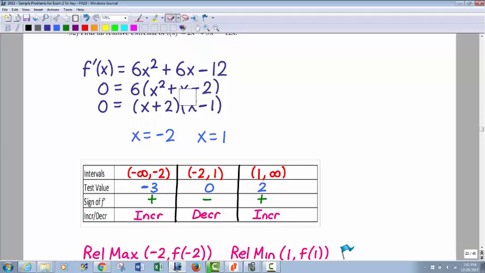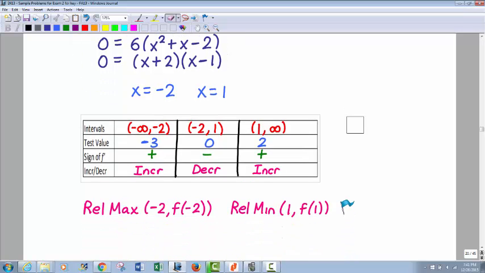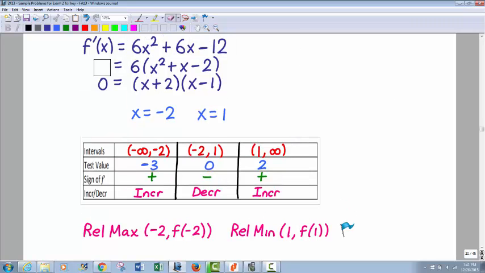Makes that factoring easier. So you have x plus 2 and x minus 1, which gives you negative 2 and positive 1. So those are the values going on our sign chart. Obviously, there are no discontinuities, so pretty straightforward. Pick your test values. I use negative 3, 0, and 2. Plug these into the derivative and see if they're positive or negative. I got plus, minus, plus, which then leads to increasing, decreasing, increasing.